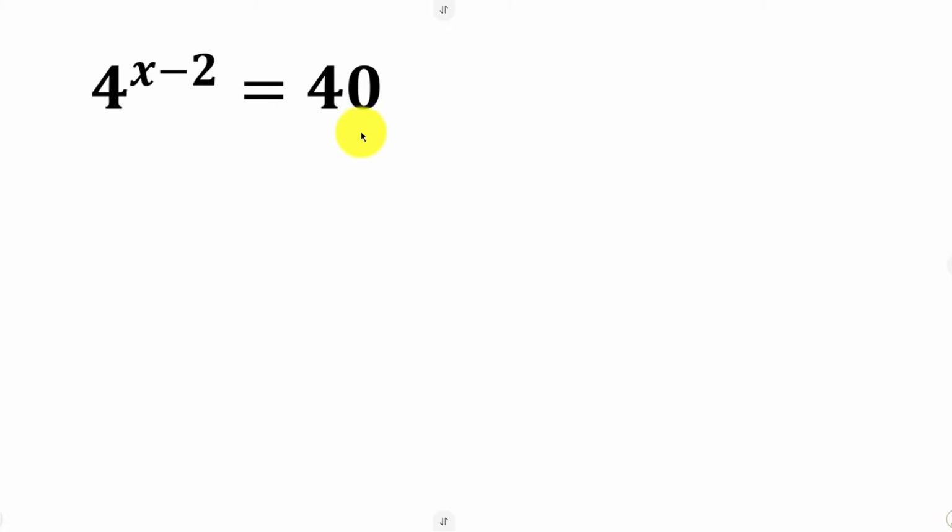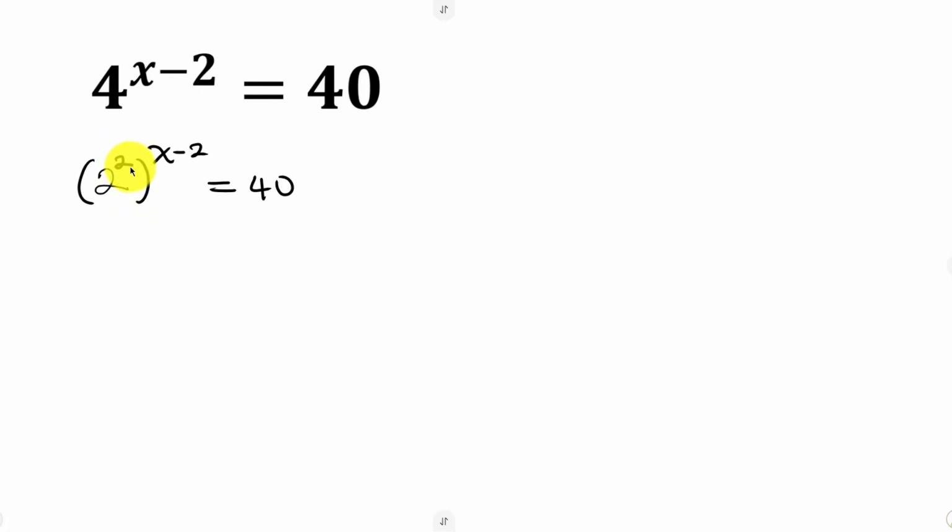Let's solve this math question that most students get wrong. Well, the first thing we're going to do is to write 4 in the base of 2. So 4 is the same as 2 to the power of 2. And this is raised to the power of x minus 2 equal to 40.